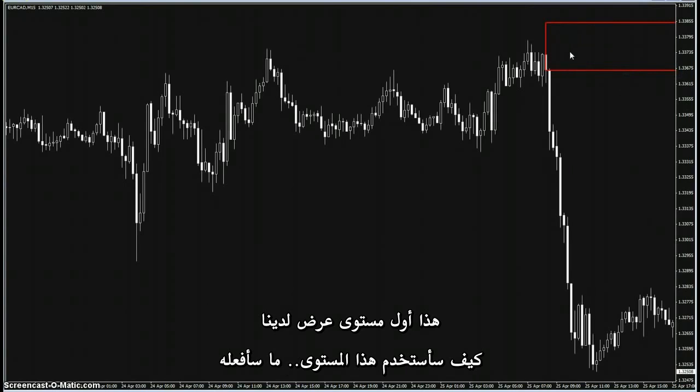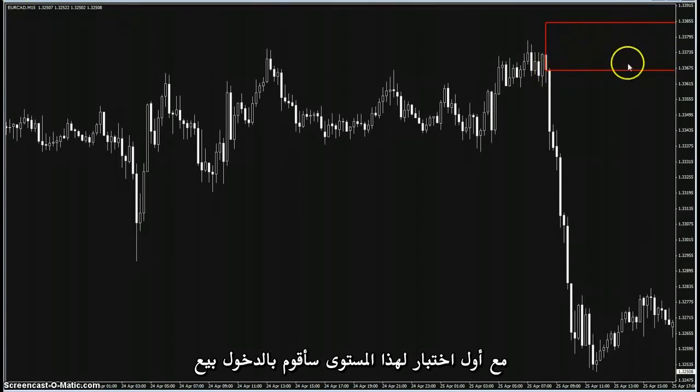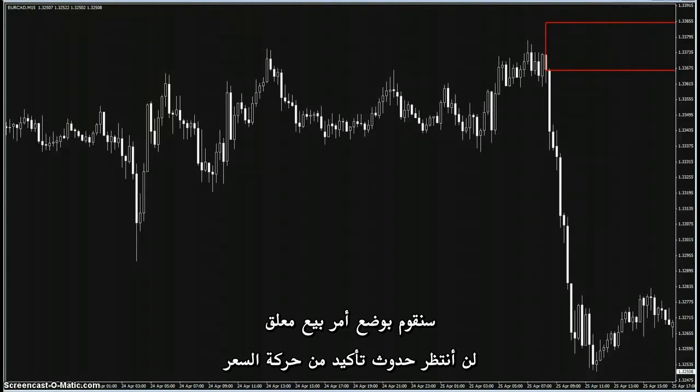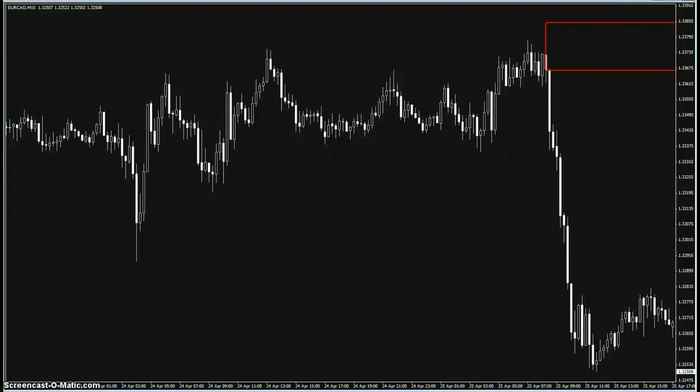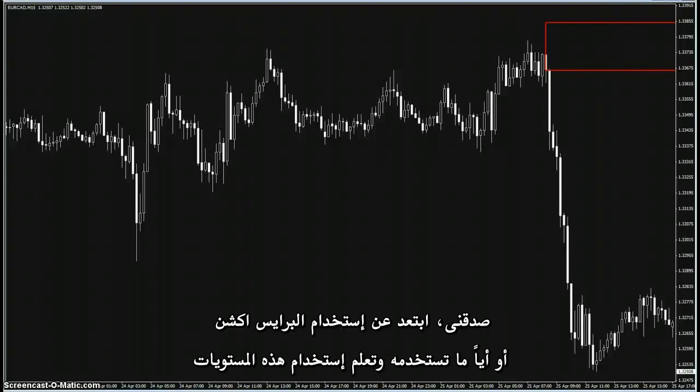Now, how am I going to use that level? What I'm going to do is any retest into this level, I'm taking it short, meaning I set my limit order and I leave it. I don't wait for confirmation with price action. I don't wait for a divergence to form. I don't wait for any of that. It's useless. It doesn't do anything. Trust me, just stop using price action and whatever else you're using and learn how to use these levels.